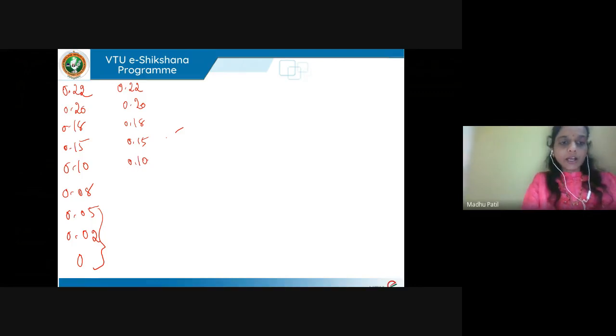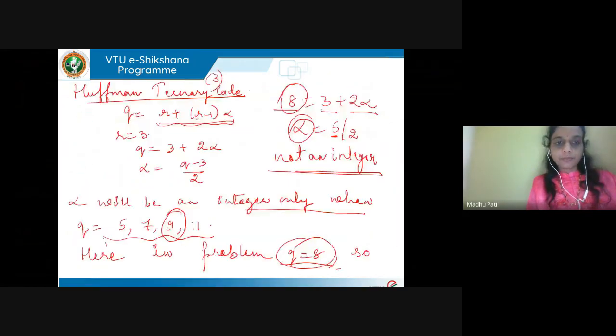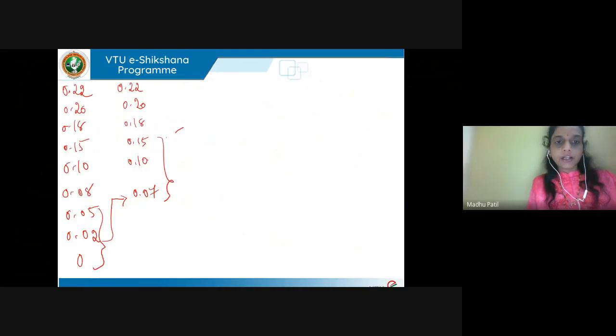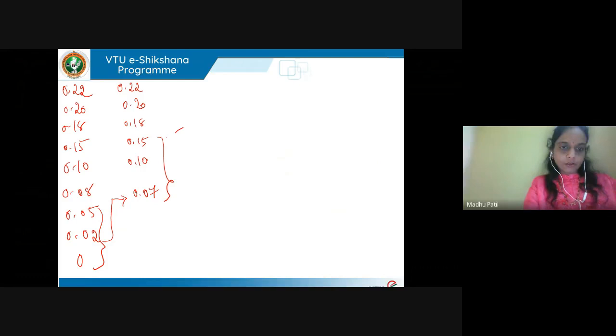So when I add the last three symbols, I get 0.07. So this gives me 0.07. I take the next last three symbols. This gives me 0.25 plus 0.07. I take the last three symbols, 0.05, 0.02 and 0. Next, I take the last three symbols. 0.01, 0.08. Okay, so 0.15, 0.10, 0.08 and 0.07.